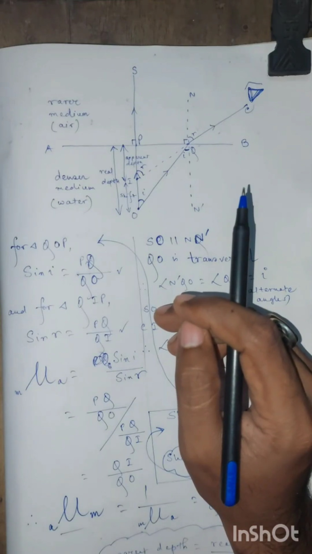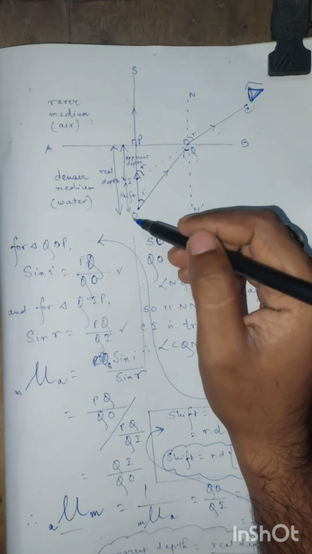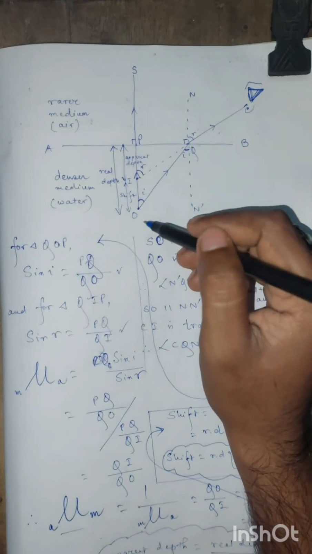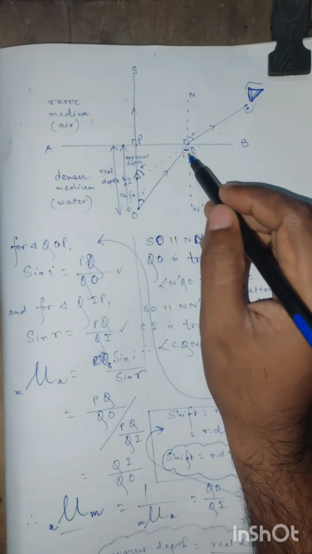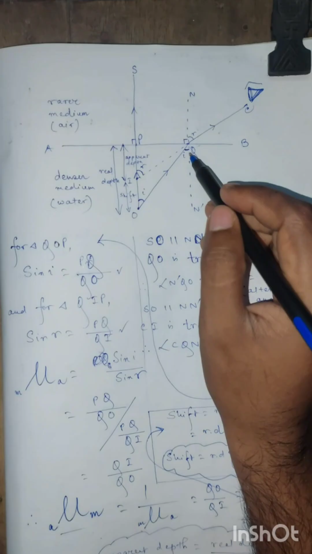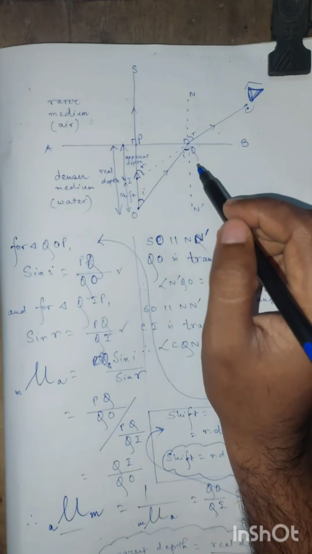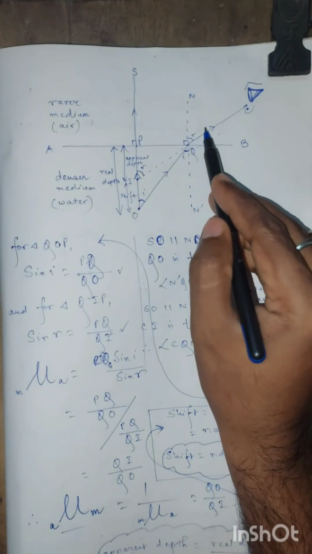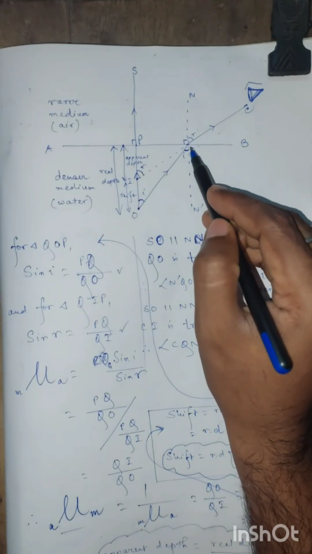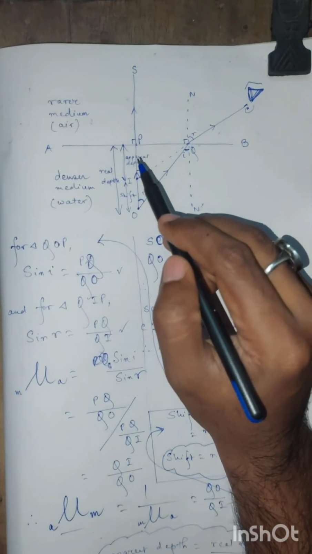And the second ray, which is OQ, when it strikes the boundary obliquely, due to refraction, it changes its path. It bends away from the normal. So the refracted ray is QC, as you can see.